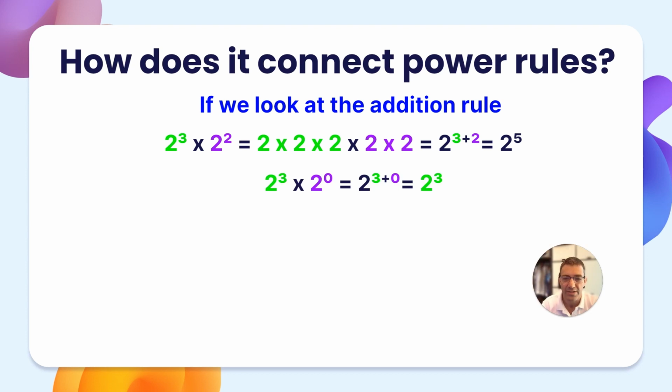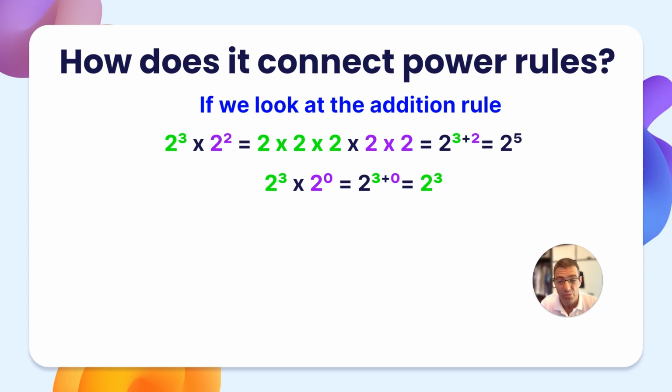If we look at how this works with multiplication, 2 to the power 3 times 2 to the power 0, we notice that the 0 gets added to the 3, and 3 plus 0 will still stay 3, so we have 2 to the power 3. We've left 2 to the power 3 unchanged here. We had 2 to the power 3, we multiplied it by 2 to the power 0, and we still have 2 to the power 3.